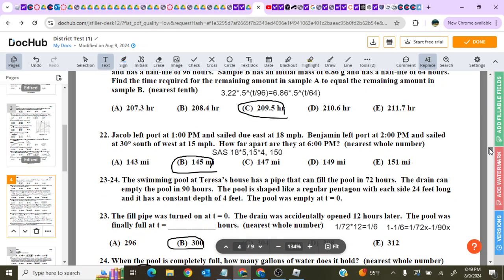Jacob left port at 1 p.m. and sailed due east at 18 miles per hour. Benjamin left port at 2 p.m. and sailed at 30 degrees south of west at 15 miles per hour. How far apart were they at 6 p.m.?